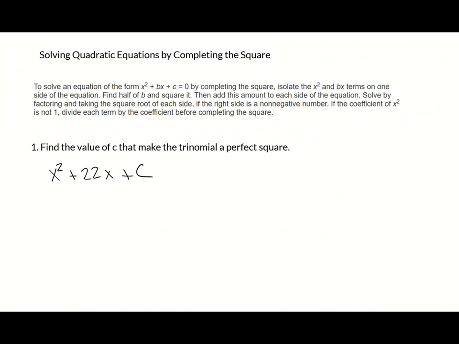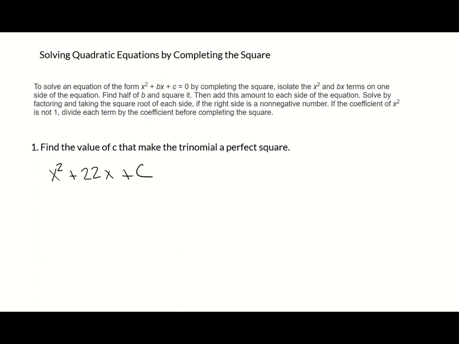Today we're going to be solving quadratic equations by completing the square. You can pause it here and read the instructions if you'd like to. Number one, find the value of c that makes the trinomial a perfect square.